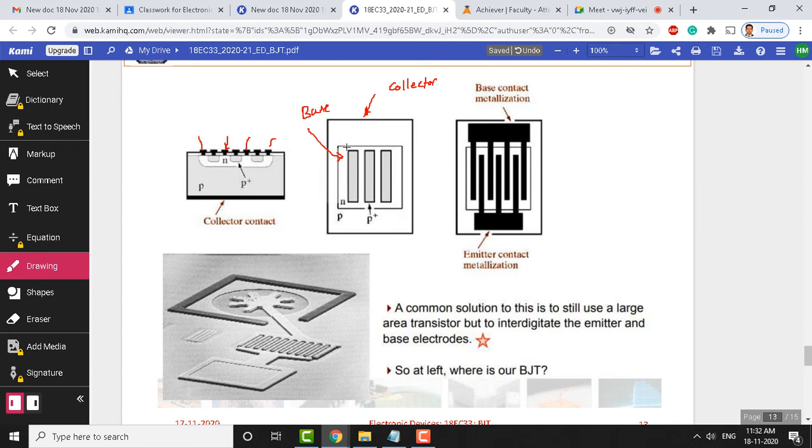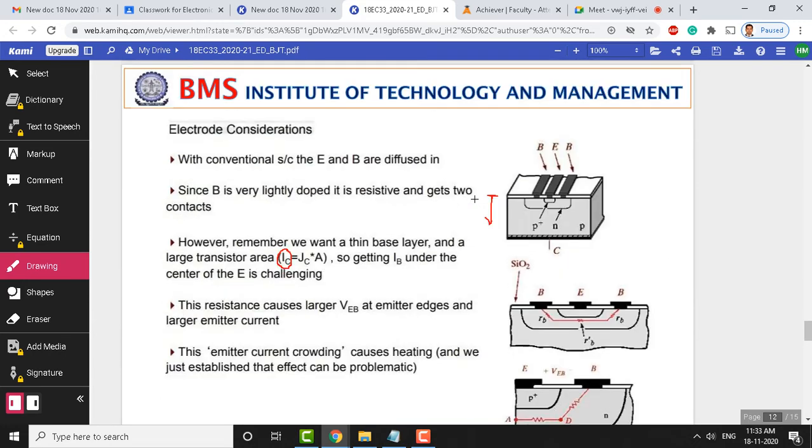All these base terminals can be connected with a single contact, and the emitters also can be tied together with a single contact. That is what you see in this top view of the transistor structure. All base contacts are clubbed together with a single contact, and all emitters are grouped together with a separate contact. That means instead of current crowding at one particular point, we have split it across multiple emitters and multiple base terminals. This is the best solution compared to the conventional transistor.